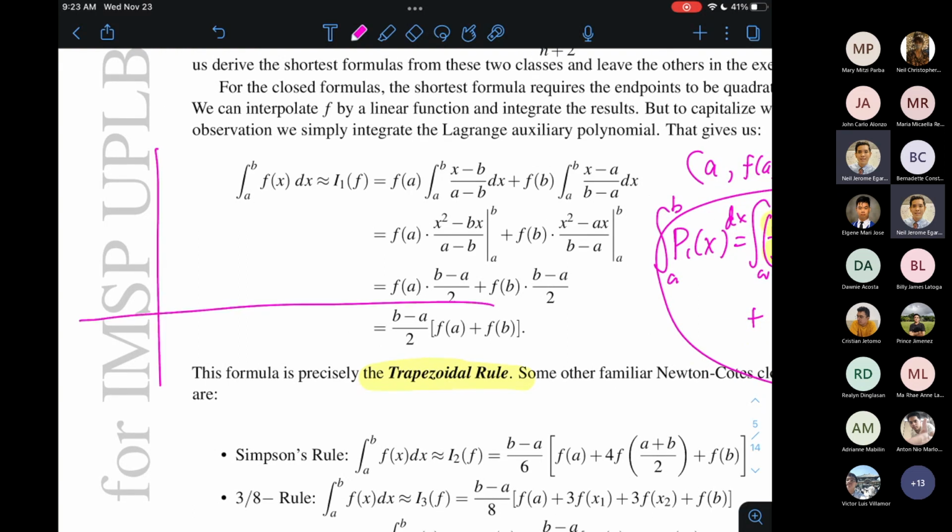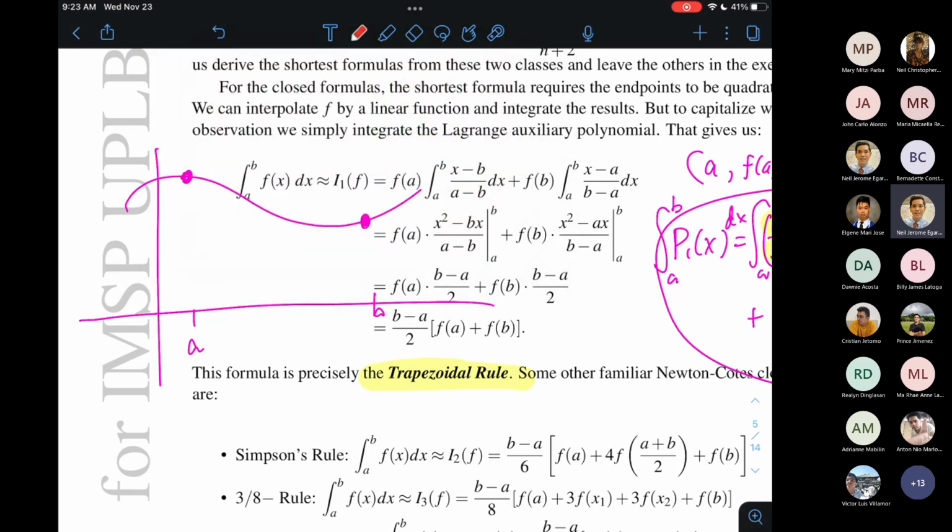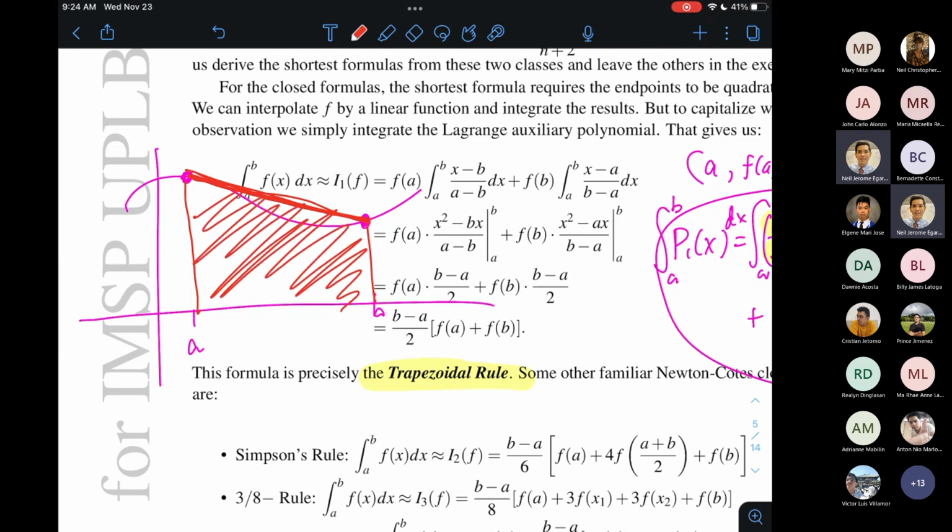if you have a function, this is a, this is b, you get f of a there, you have f of b here. Yung interpolating polynomial lang naman ay passing through 2 points is basically a straight line, right? So straight line lang yung interpolating polynomial. So instead of the fancy Lagrange interpolating form, pwede mo siyang tingnan what's the line passing through the 2 endpoints. Tapos kukunin natin yung area nito as our substitute for the actual definite integral.